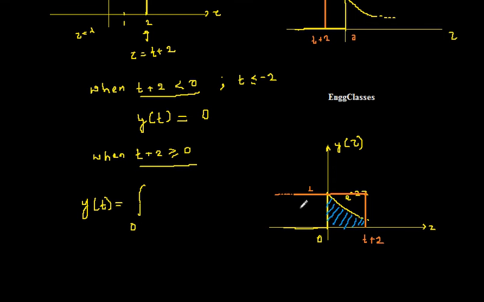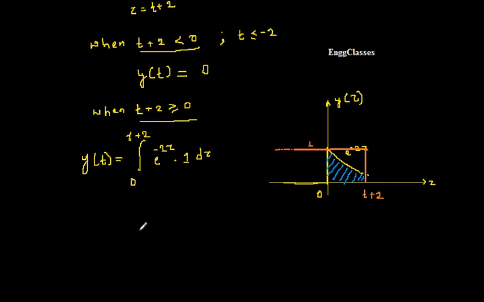Y of t is equal to the integral from 0 till t plus 2, the upper limit. It is not infinity, rather it is the upper limit t plus 2. So in this region I am going to get a common region where both the signals exist, so that I can multiply them and find the convolution integral. So what is x of tau? X of tau is e to the power minus 2 tau. And what is h of t minus tau? H of t minus tau is 1. I need to integrate with respect to tau, so I'll write d tau.